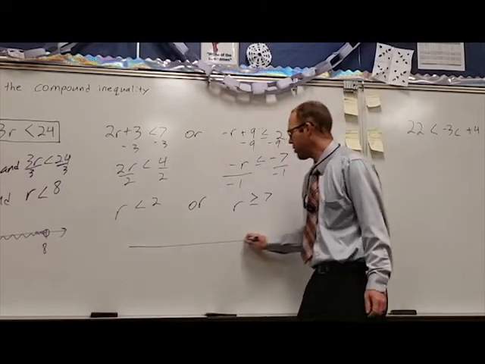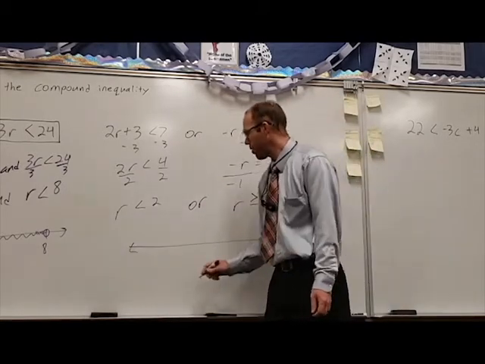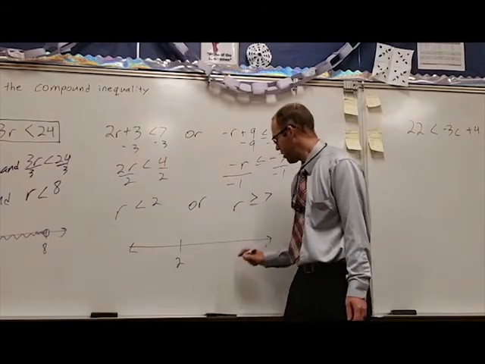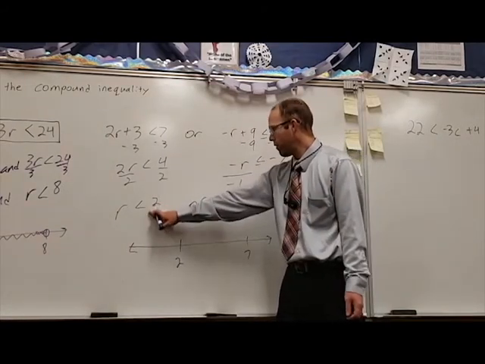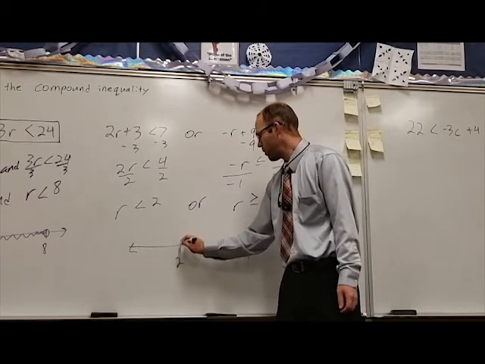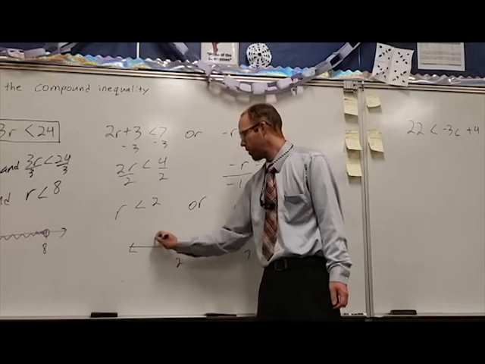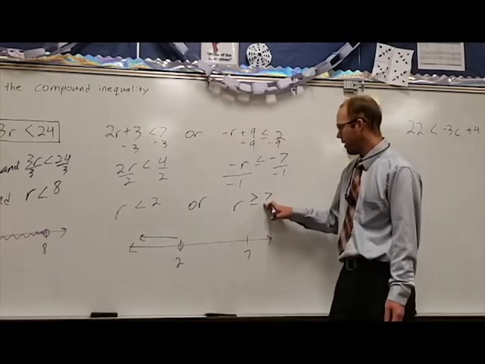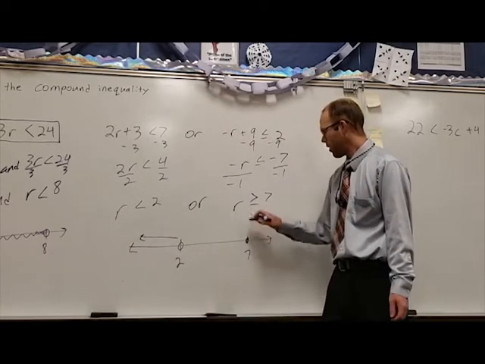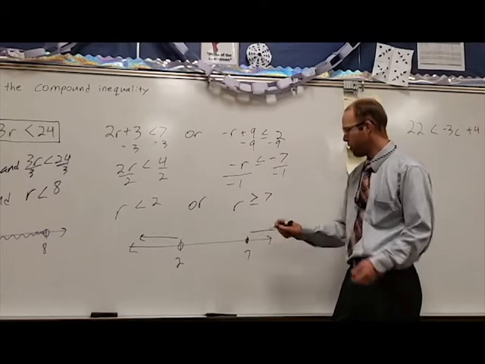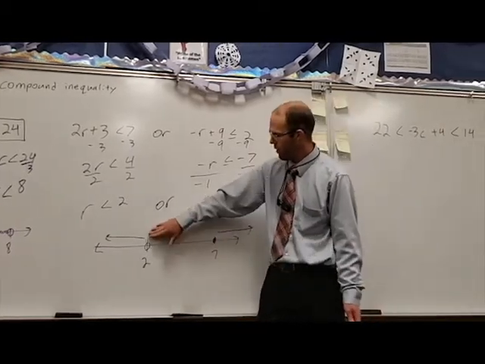So let's draw these two graphs, see what it looks like. So we have our 2 and 7. We have an open circle at 2. And our r values are smaller, so they're going to go to the left. We have a closed circle at 7. Our r values are bigger, so they're going to go to the right. And now we have these two graphs.